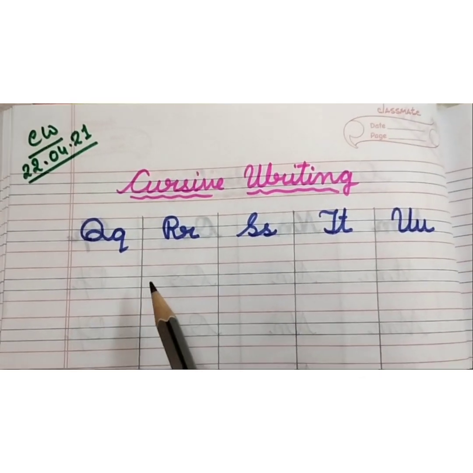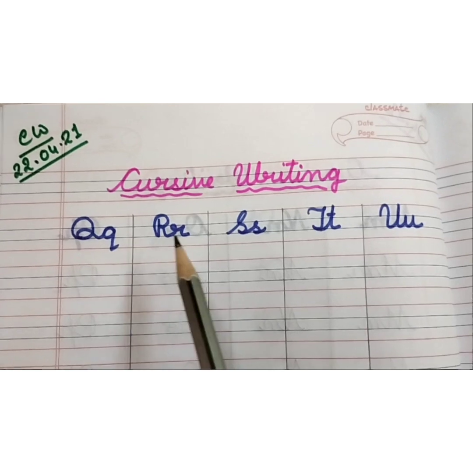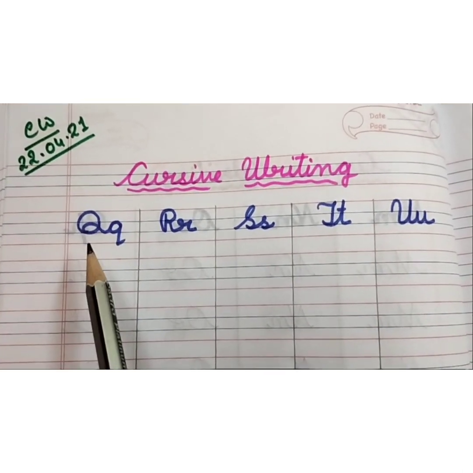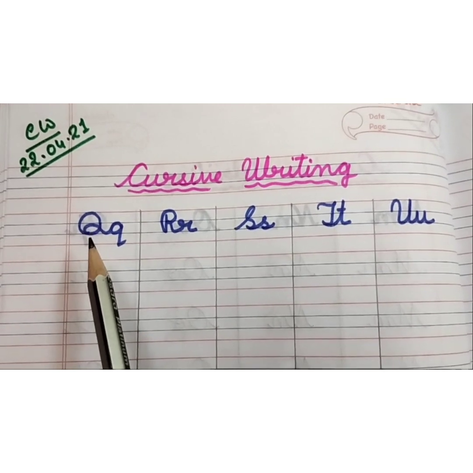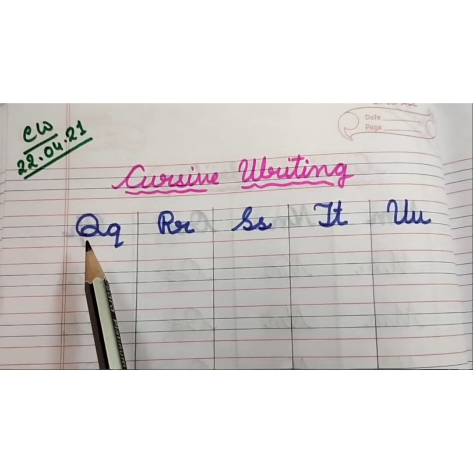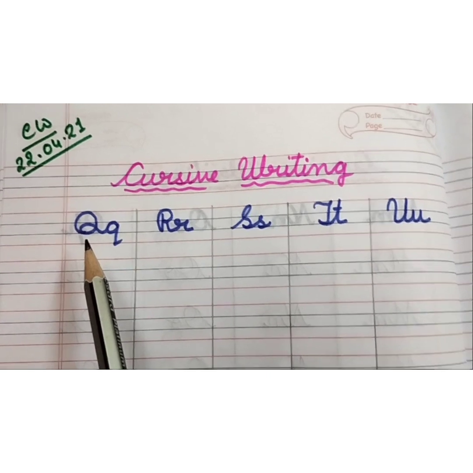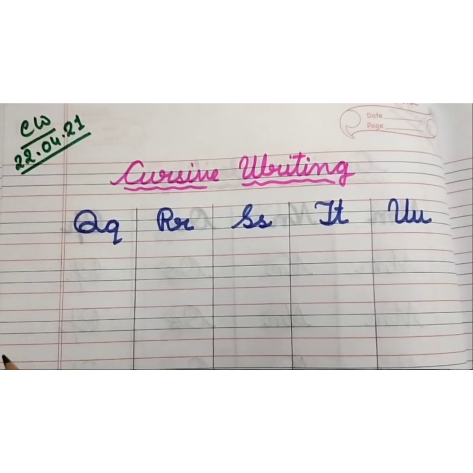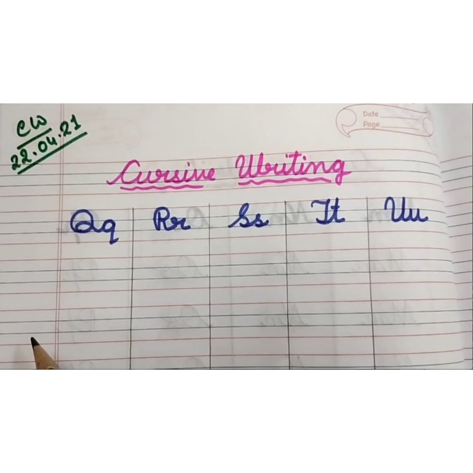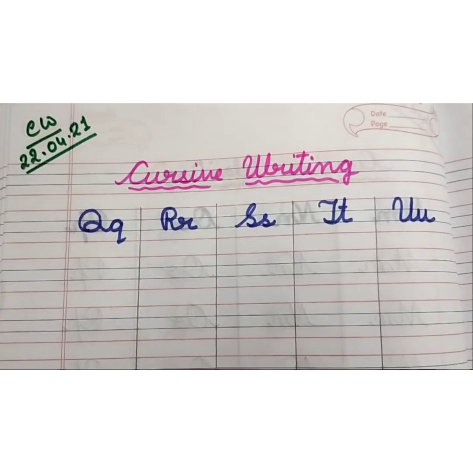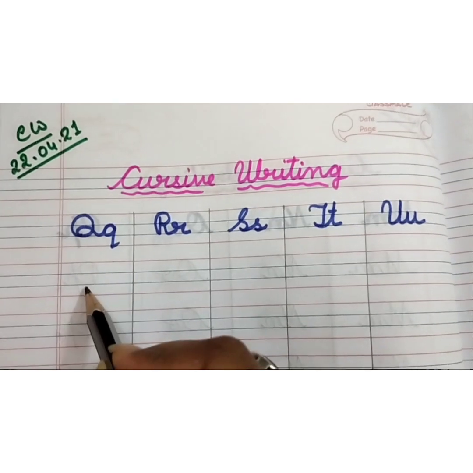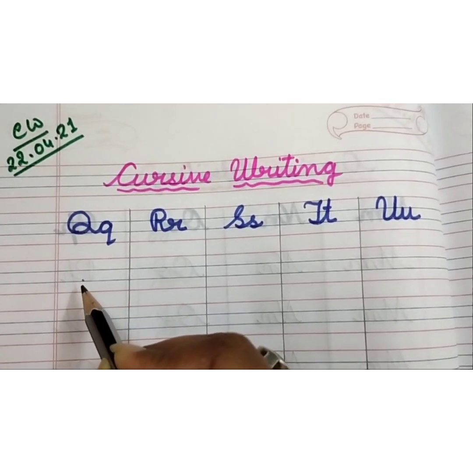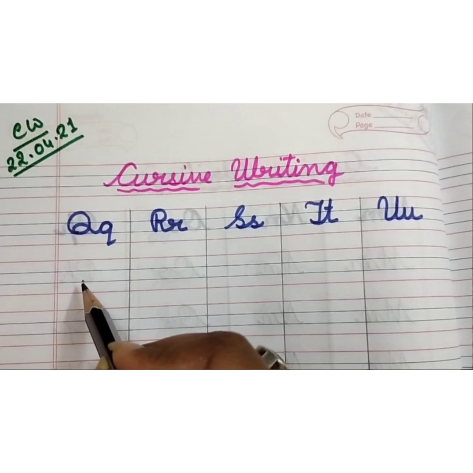So today we are going to learn Q, R, S, T, U. So tell me children, this one is small letter Q or capital letter Q? Very good. This one is capital letter Q. Now I will show you how to write capital letter Q. For writing capital letter Q, this is our starting point. From here we will write capital letter Q.